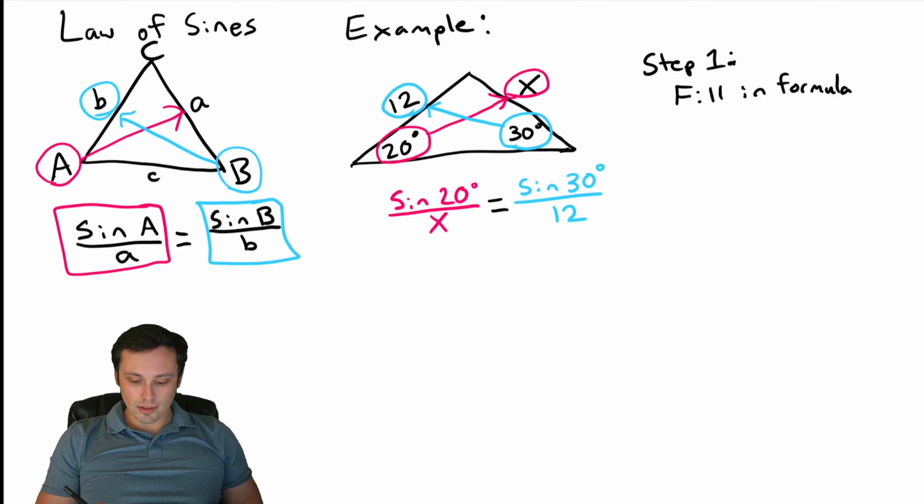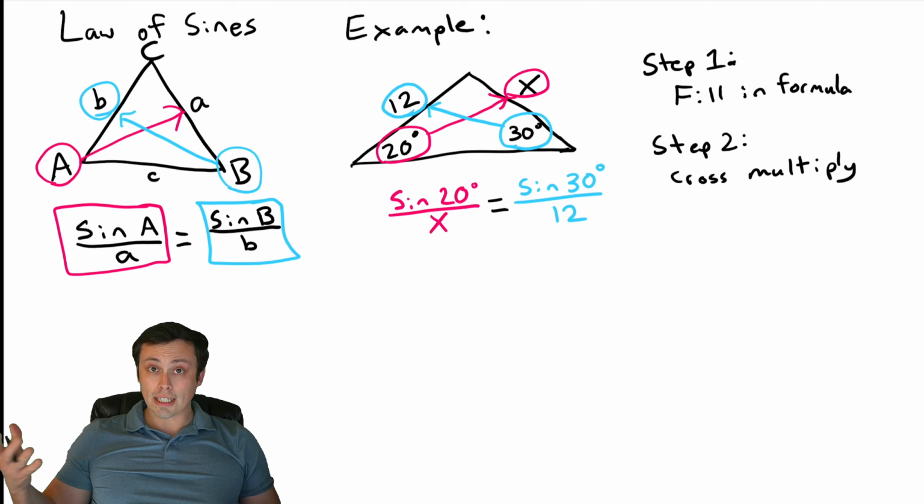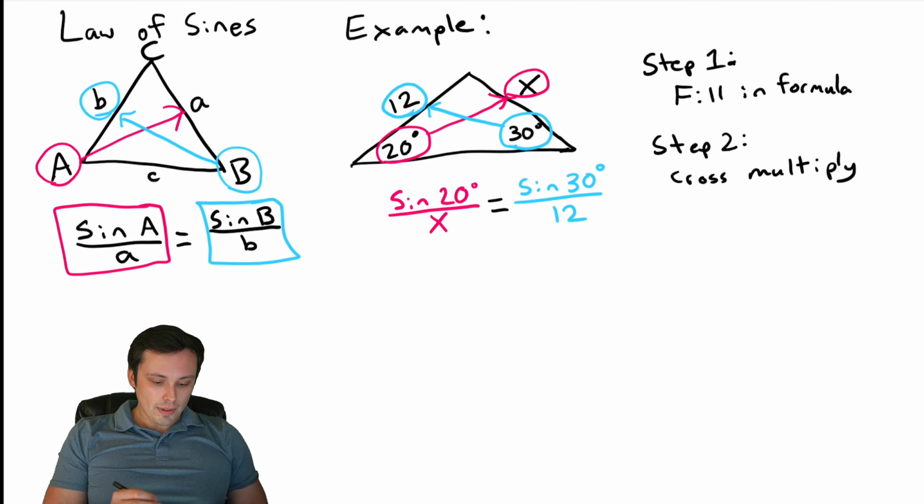But what's going to be step 2? Well, we've got to solve it. And I would recommend that you cross-multiply. Cross-multiply is usually going to be a good strategy here because that works when you have 2 fractions equal to each other. All right, so what would that cross-multiply look like?